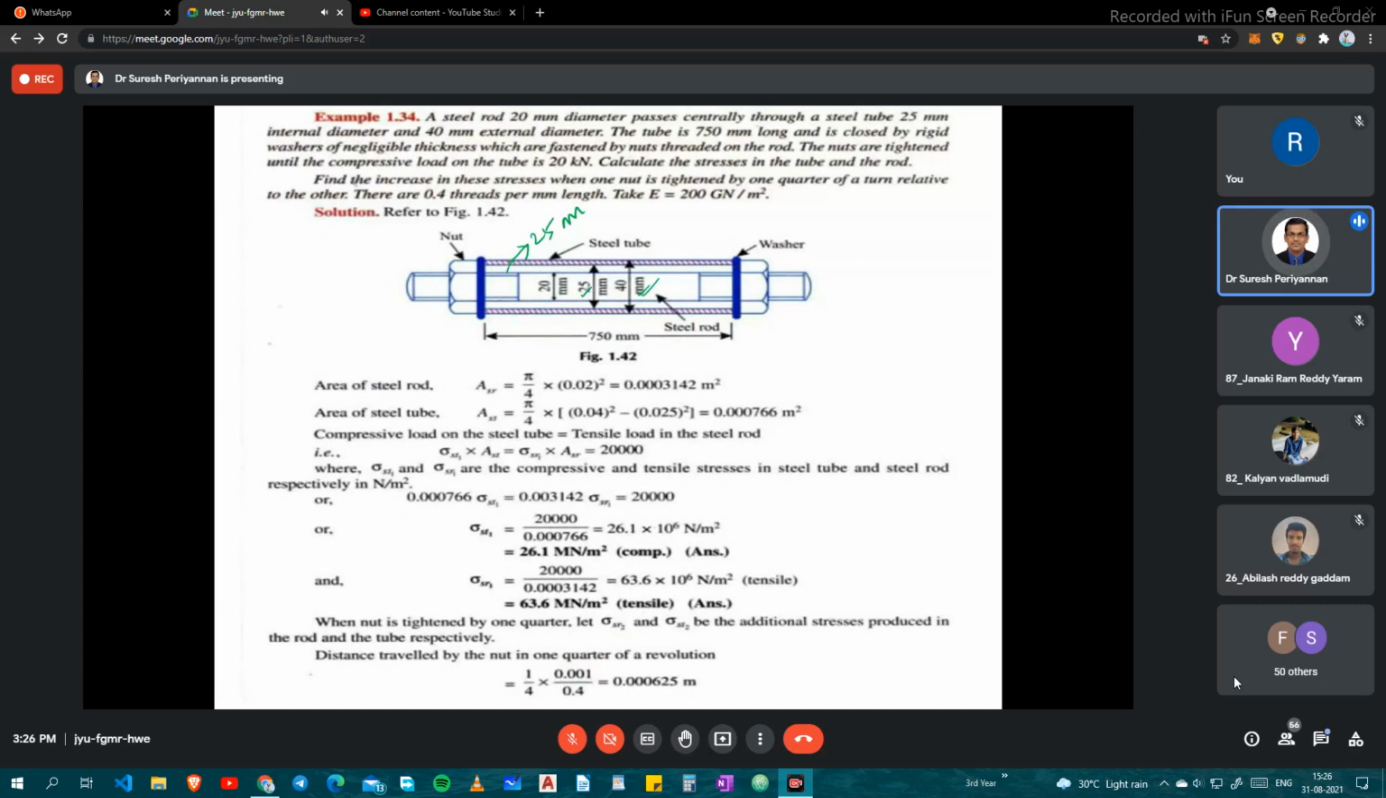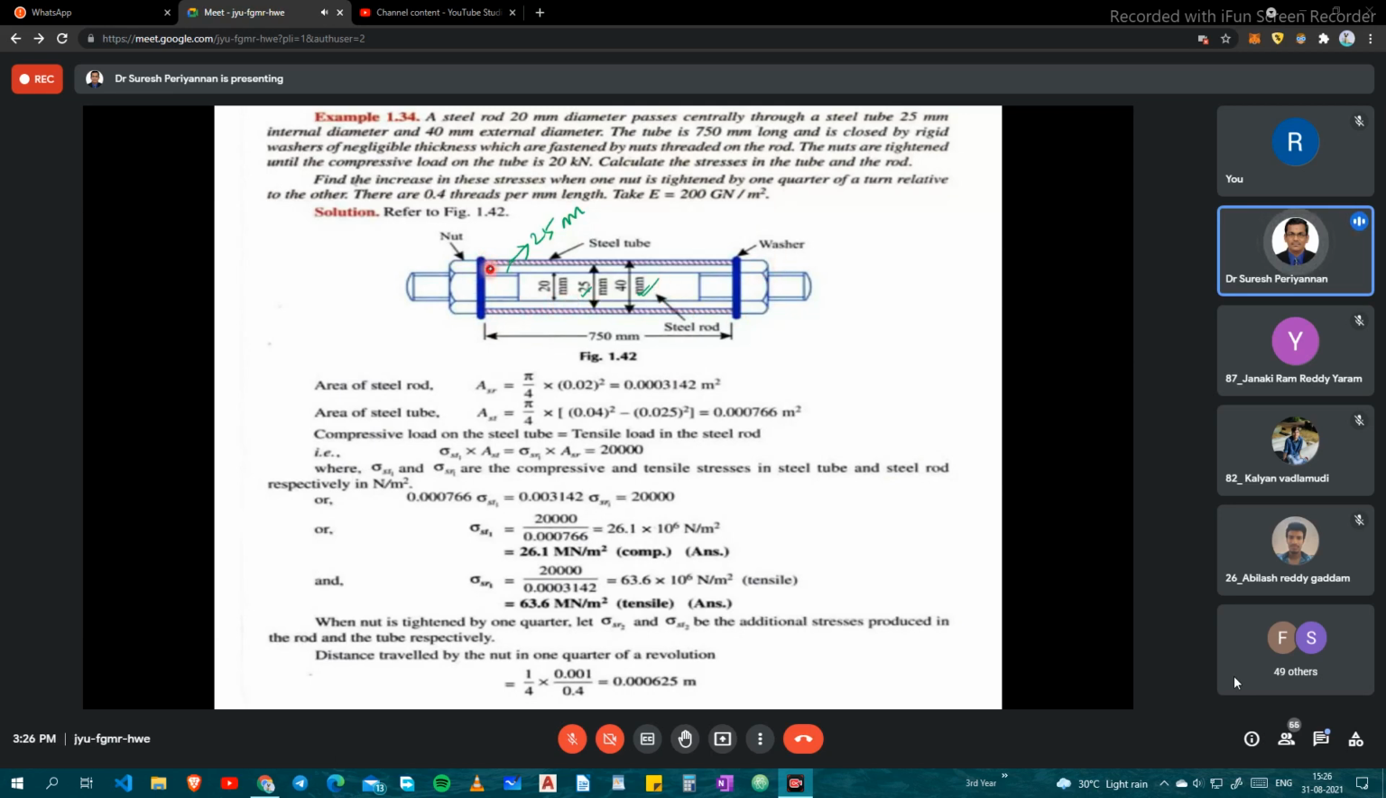The rod inside is nothing but our bolt. We are calling it the rod here, and it is 20 mm. The tube is 750 mm long and closed by rigid washers. The washer thickness is negligible, and the washers are fastened by nuts threaded on the rod.